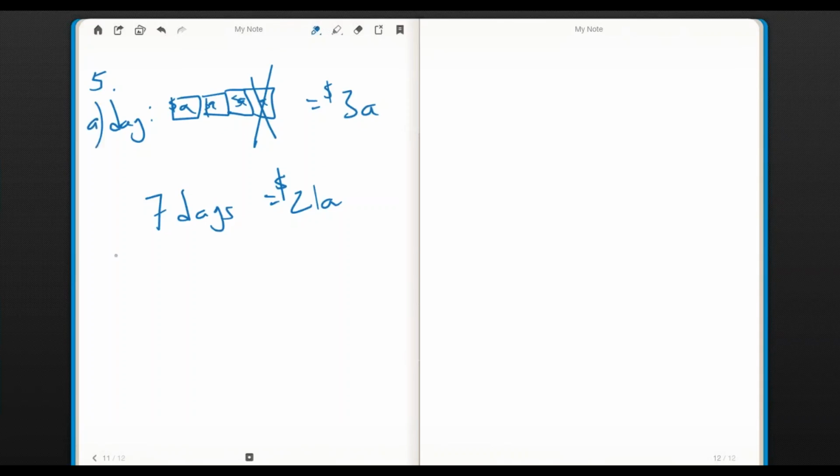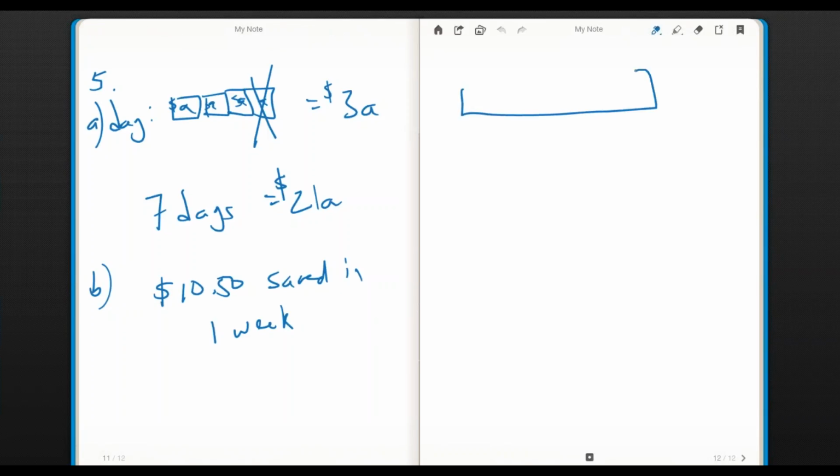This is part A. Part B asks, if he saves $10.50 in a week, how much is his daily allowance? Two ways you can do this. One is to say, if he has $10.50 in a week, then I could divide that into 7, and this would be each of the days, right? And each day we know he saves $3A, right?